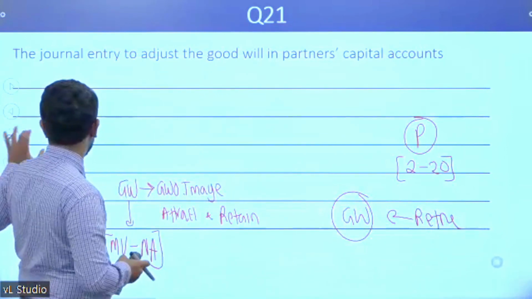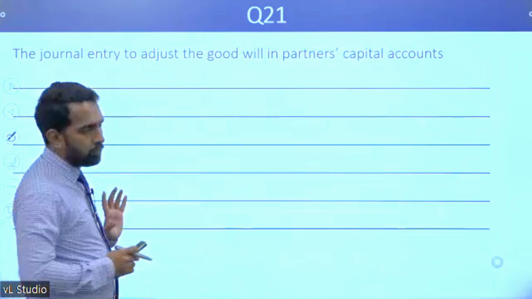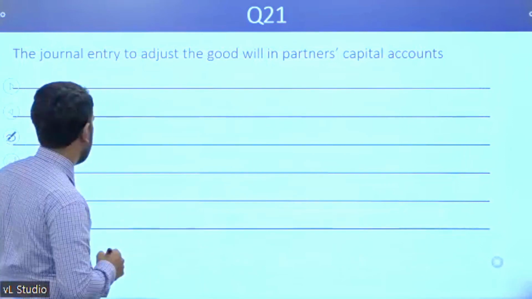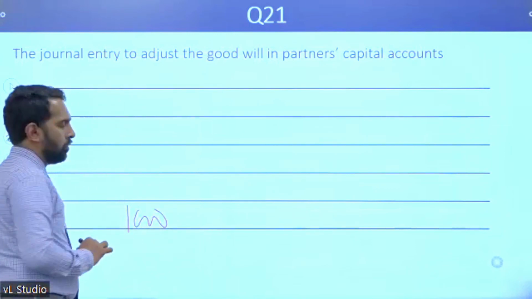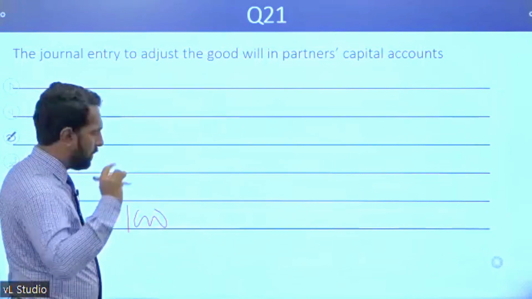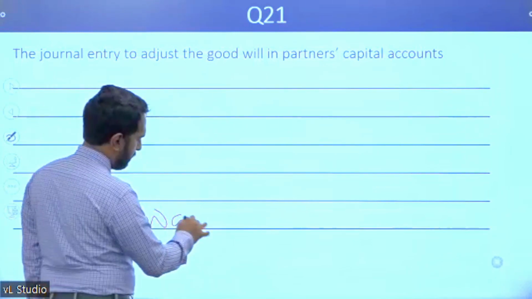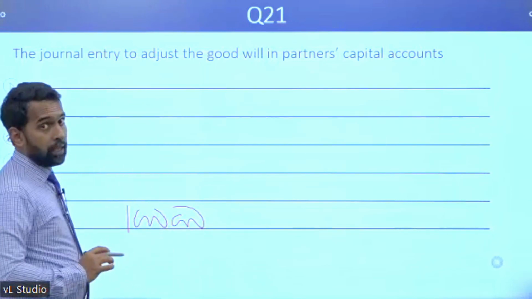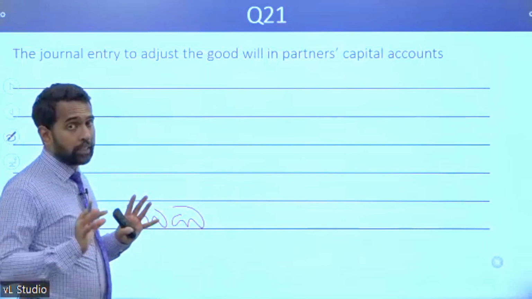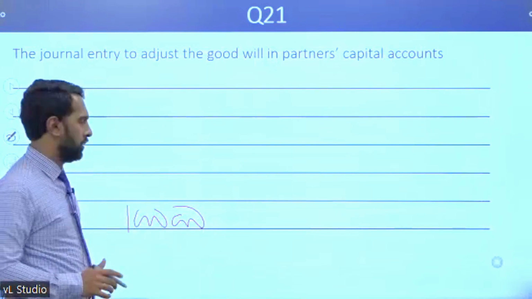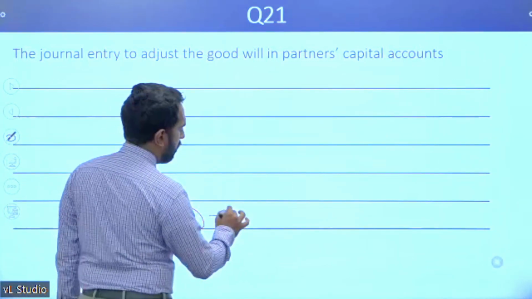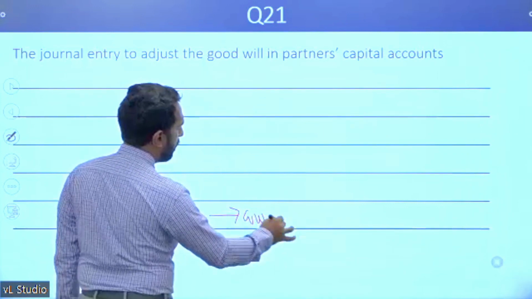Now, as per the information given in this question, the value of the goodwill is 1 million. And the examiner specifically says you are not supposed to open up a goodwill account. So we have to account for goodwill without opening up a goodwill account.